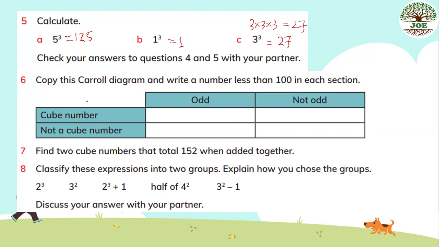Number 6, copy this Carroll diagram and write a number less than 100 in each section.